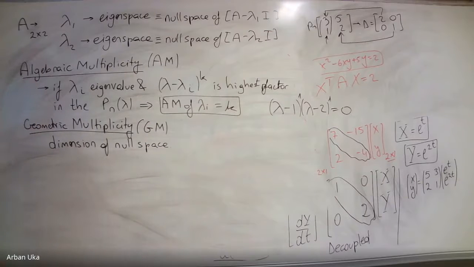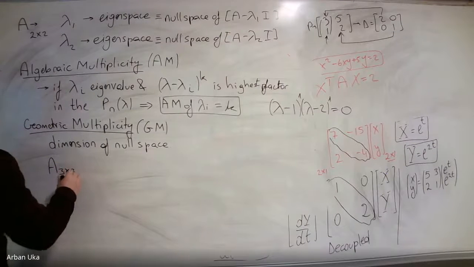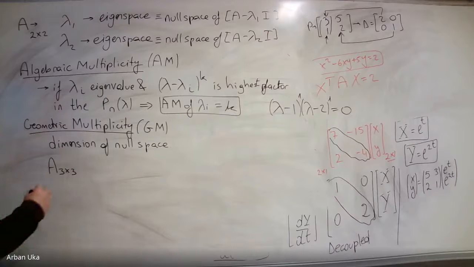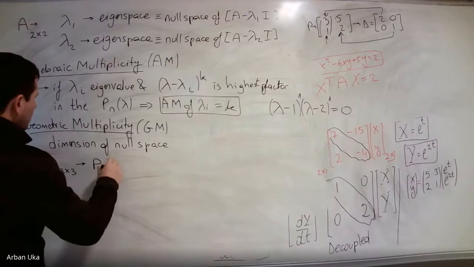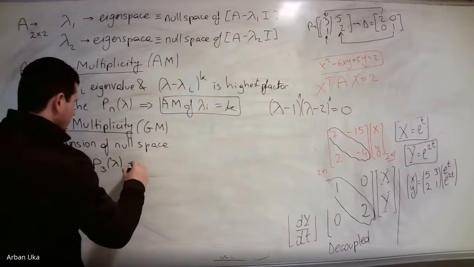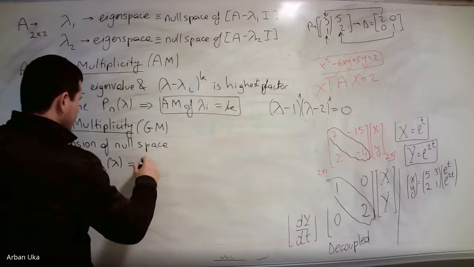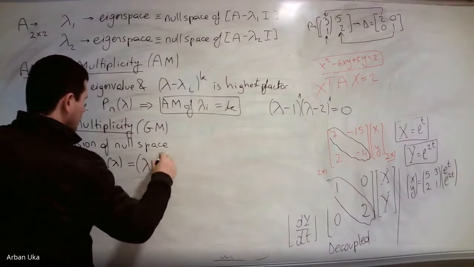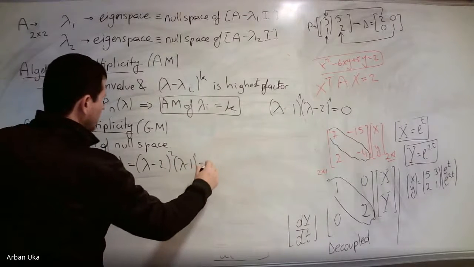Okay, so let's assume for a moment a matrix which is 3 by 3. From a 3 by 3 matrix we expect a polynomial of the third order in lambda, which means that we are looking for 3 values for lambda. But let's assume that the polynomial looks like this: lambda minus 2 all squared times lambda minus 1 to the power 1 equals 0.